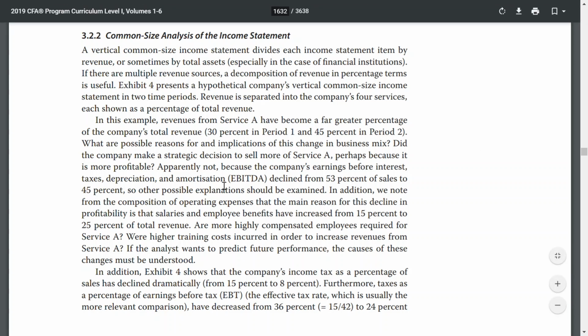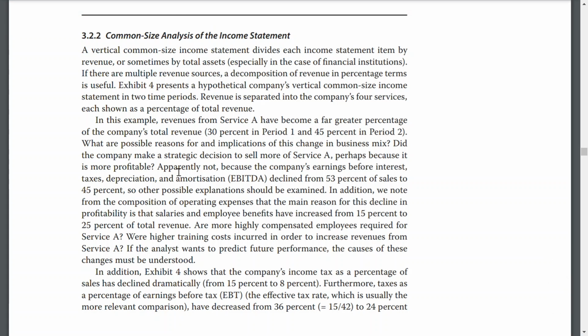What are possible reasons for, and the implication of, this change in business mix? Did the company make a strategic decision to sell more of service A, perhaps because it is more profitable? Apparently not, because the company's earnings before interest, taxes, depreciation, and amortization declined from 53% of sales to 45%, so other possible explanations should be examined.